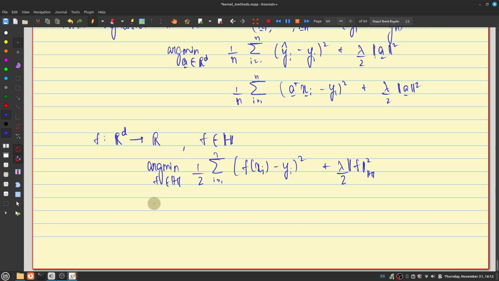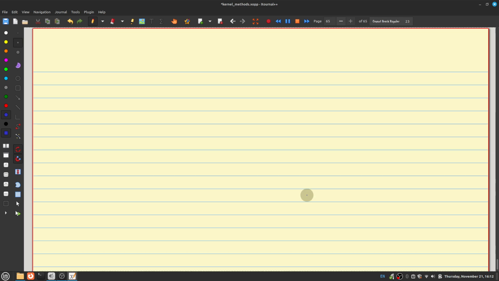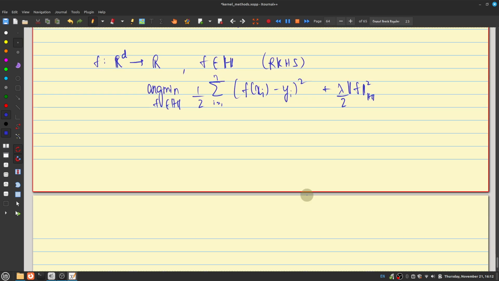And the question is, can this be implemented efficiently? We'll see why, because that simplifies things. In fact, H is going to be a reproducing kernel Hilbert space. If this is some arbitrary class of functions, then we don't have an efficient way of finding this minimum, right? Because it can be fairly general. Now let's begin with this.